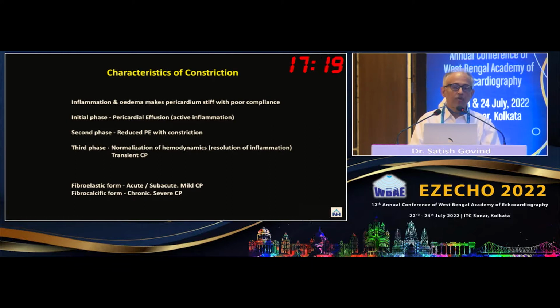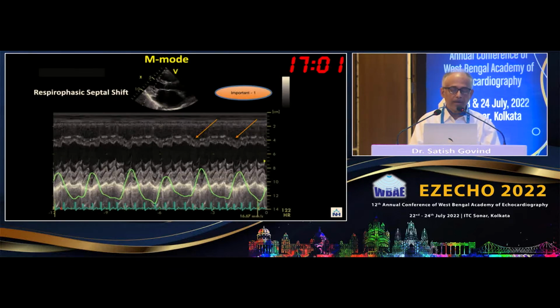Then there is another way of looking at it. You have the fibroelastic form, which you see in the acute and subacute stage, where there might be even mild constriction. And you have the extreme, where the elastic tissue is replaced by calcium. This is the one we see in chronic severe constrictive pericarditis.